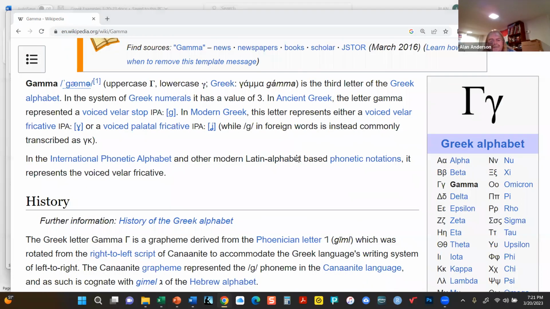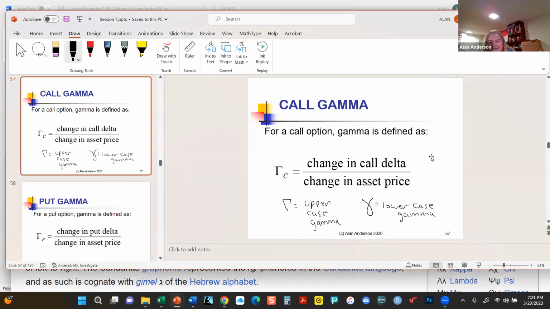So the gamma is the sensitivity of the delta with respect to the asset price. Oh boy. Now it's getting complicated. This is the first time we're seeing a Greek that is actually a function of another Greek. Now, as you can probably imagine, the put gamma is defined in the same way. The change in the put delta with respect to the asset price.